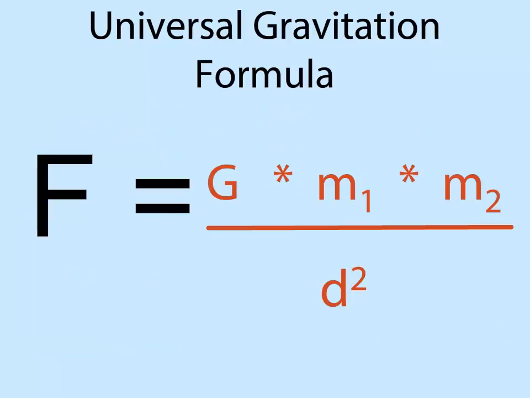We can actually solve for force by using a mathematical formula, and that's what we see here, which states that force equals the universal gravitational constant times the mass of the first object times the mass of the second object, all divided by the distance between the two objects squared.